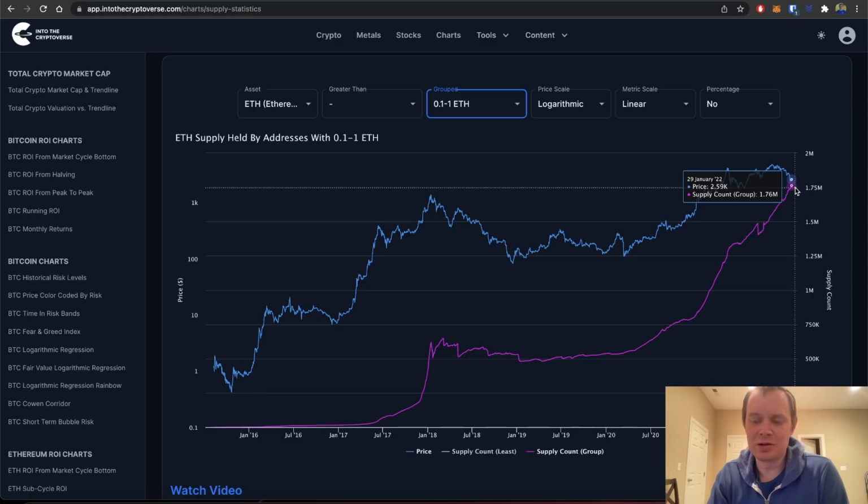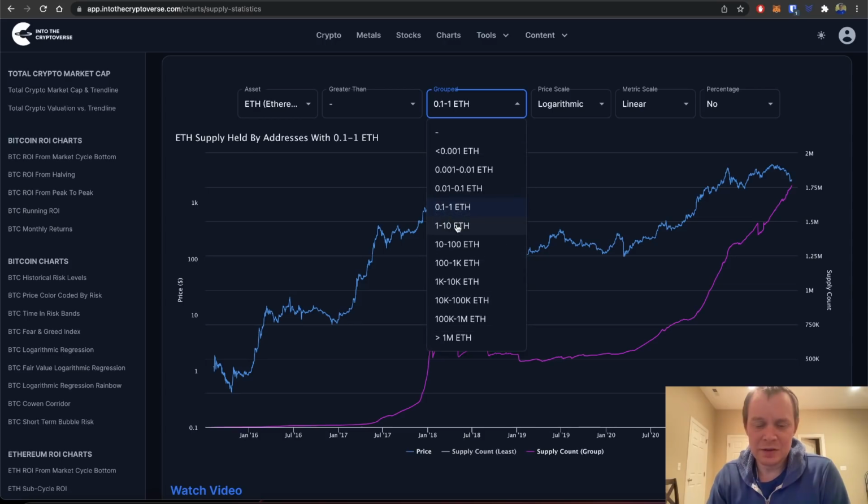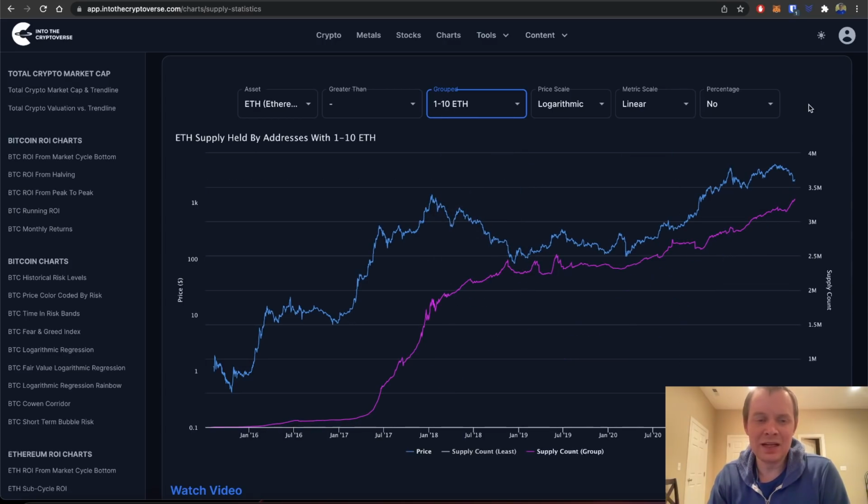And you can see the total amount of ETH held in addresses, I should say, since you could have more than one address in, say, a wallet. In addresses that hold between 0.1 to 1 ETH, it now totals around 1.76 million Ether. Continuing on, we're looking at 1 to 10 ETH. So at the current price of ETH, you're talking about somewhere between, say, $2,500 to $25,000. So not an insignificant amount of money.